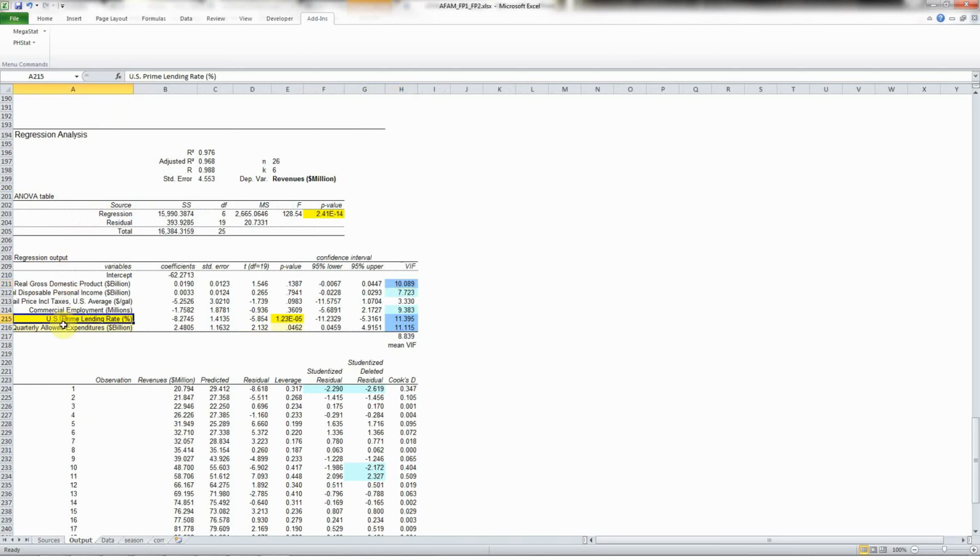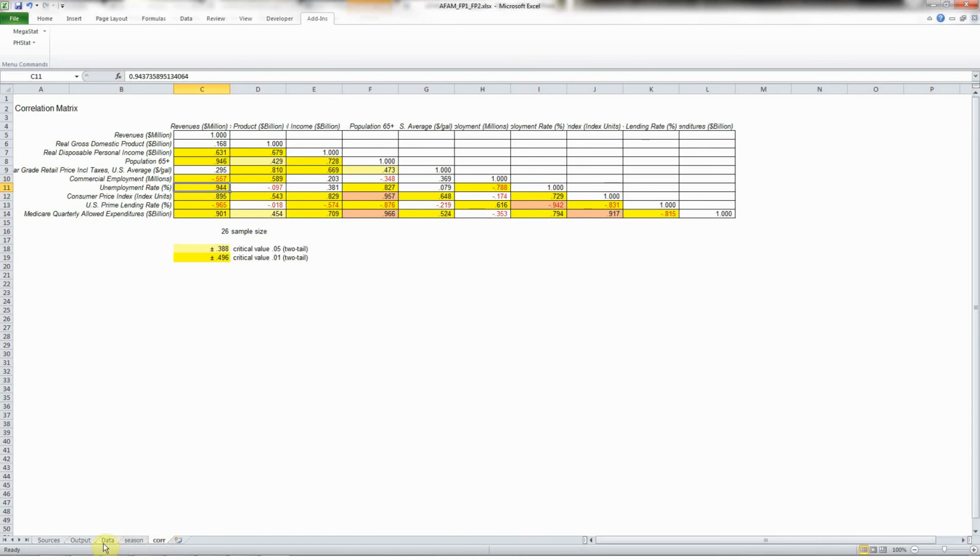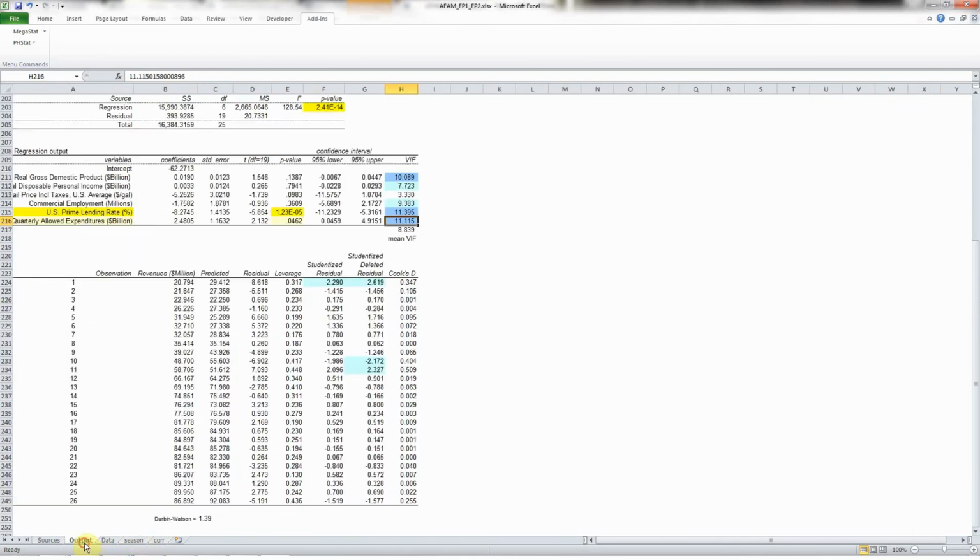Gross domestic product, U.S. prime lending rate, or quarterly allowed expenditure. So I'm going to go take a look at my correlations with revenue to see which one gives me the weakest correlation with our dependent variable, revenues, and I'm going to drop that one because, again, it doesn't look like any of these are significantly different in terms of their multicollinearity with the other things. So I might as well go ahead and keep the ones that are going to give us the strongest model. So, let me make a note of that. So we're looking at prime lending rate, monthly quarterly expenditures, and real gross domestic product.